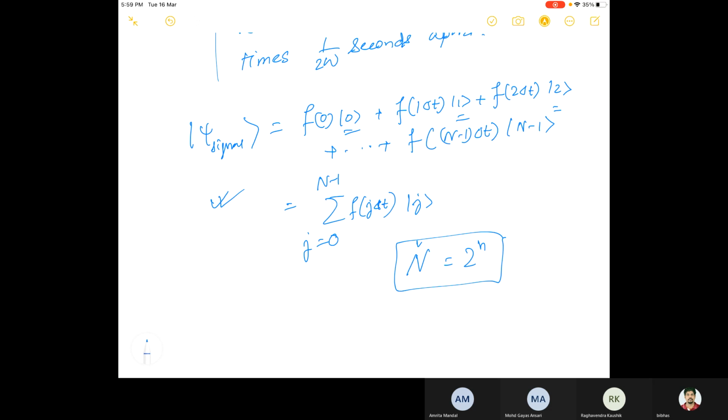So here we are always assuming the number of sample points, capital N, is of the form 2 to the power n, and only then can we have a quantum state. Although it need not be a quantum state, by the way, because it need not be normalized, since these could be any values.